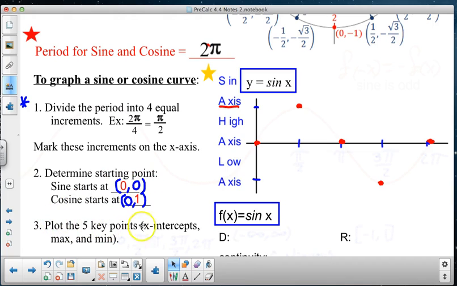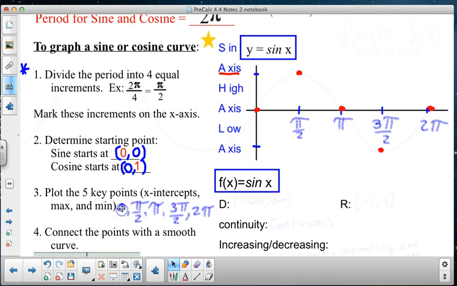We're going to plot the 5 key points: x-intercepts, max, and min. Now these 5 key points are determined by our division here. We have divided 2 pi into 4 equal parts that are pi over 2 apart, and that one starts at 0. So we have 0, pi over 2, pi, 3 pi over 2, and 2 pi. I hope you recognize these as our x and y axis, our quadrantal angles. 0, pi over 2, pi, 3 pi over 2, and then again at 2 pi, where we started at 0.